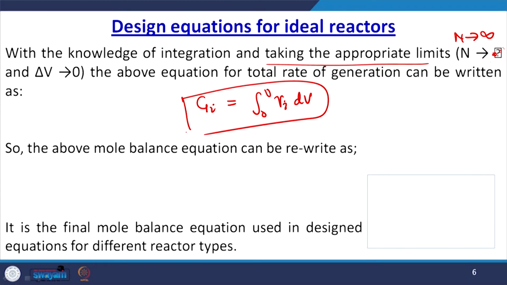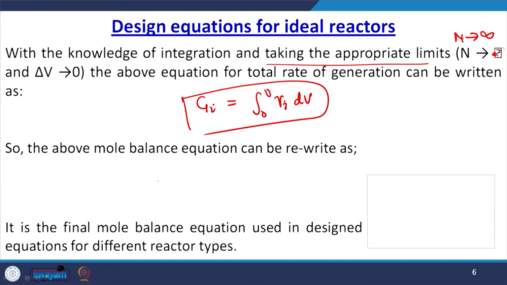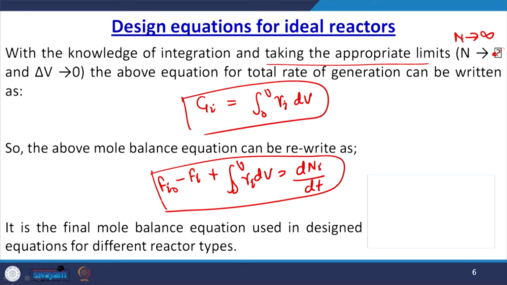So, this mole balance equation, again, if we wish to rearrange and rewrite it, can be rewritten with respect to the flow rate. Now this is the final mole balance equation and the design equation for different reactor types. Now, let us consider different types of ideal reactors.